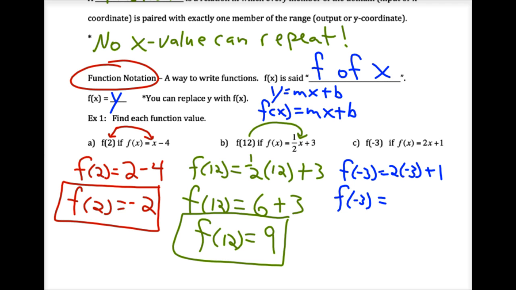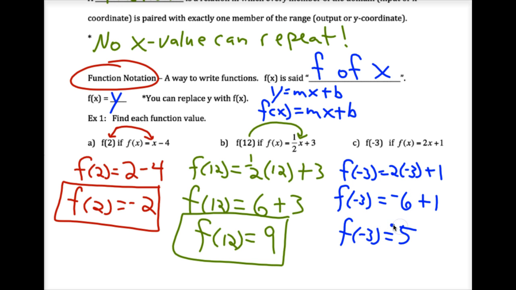Allie, what do you got? F of negative 3 equals negative 5. I got negative 5. Talk me through it. Like, equals negative 6 plus 1, which is negative 5. F of negative 3 is negative 5.